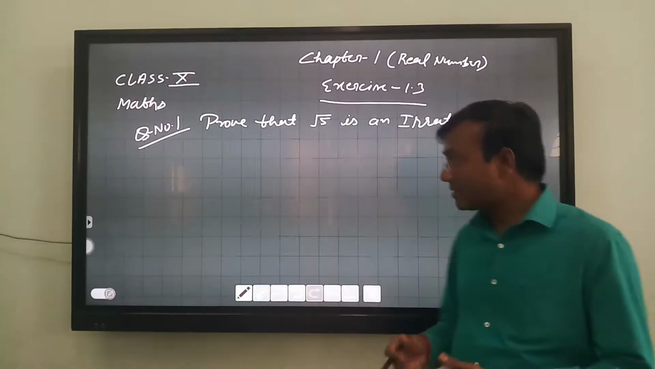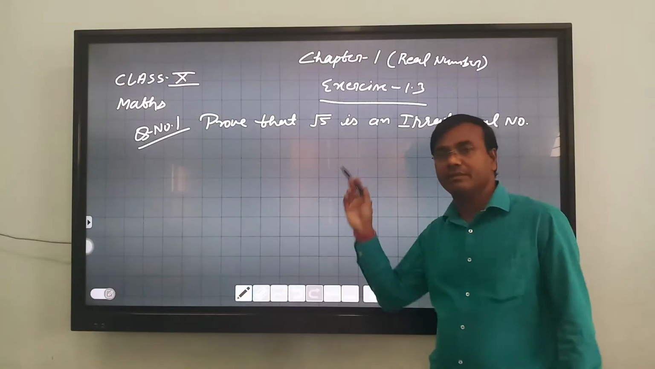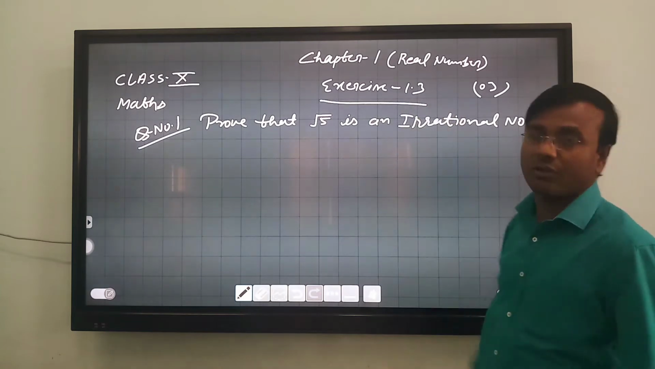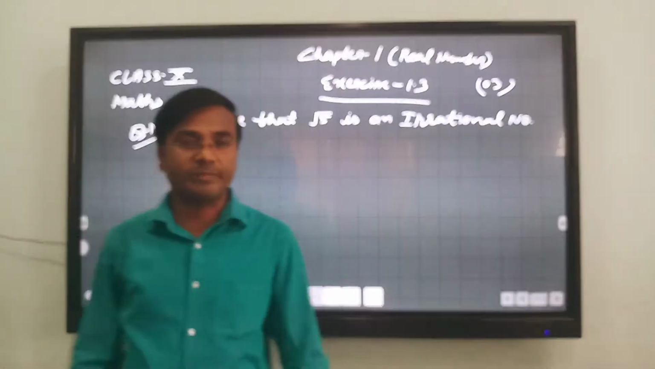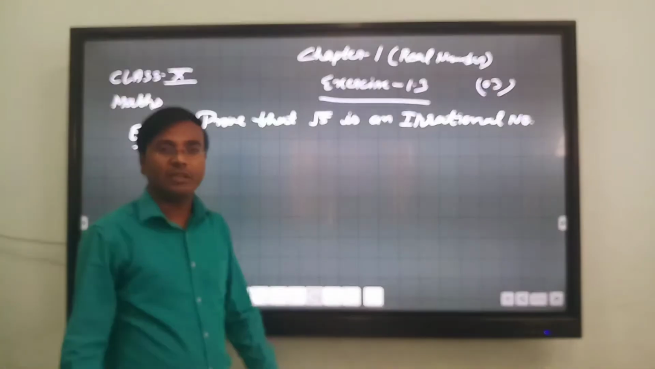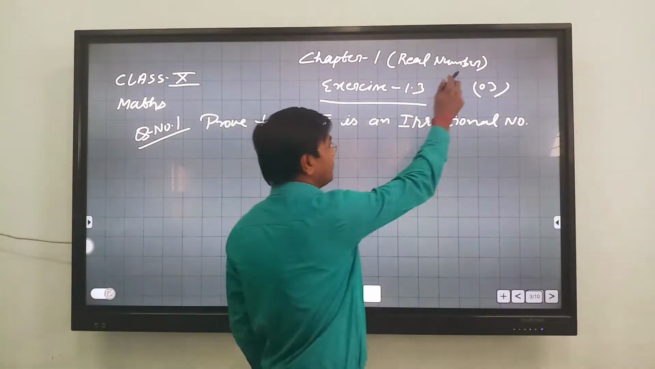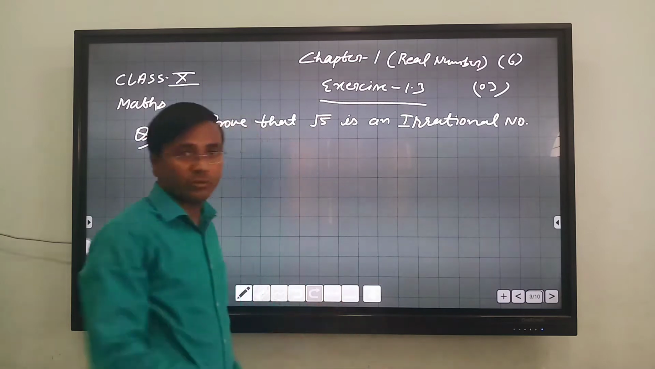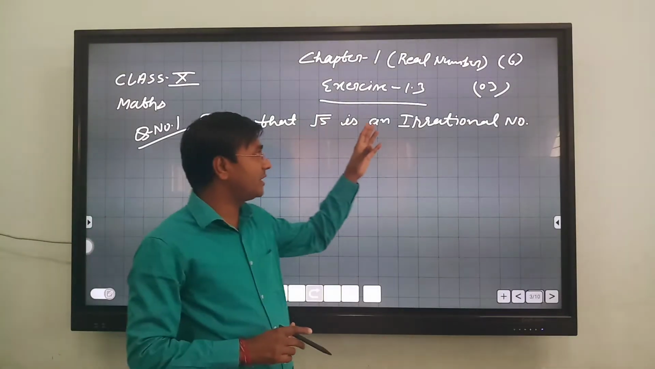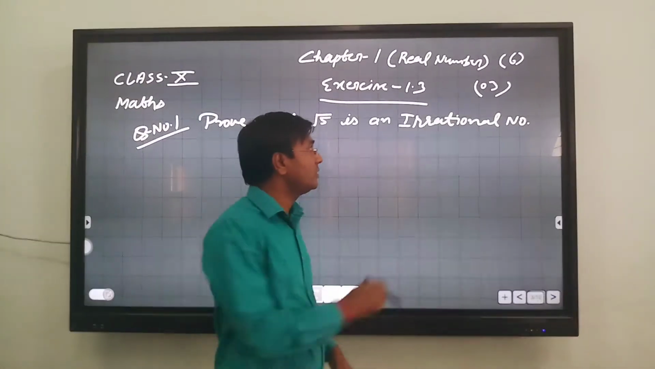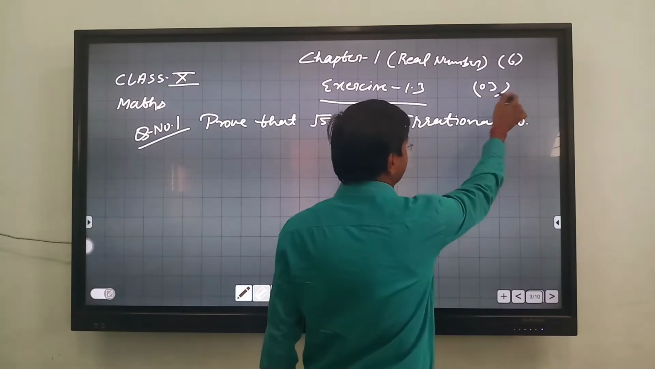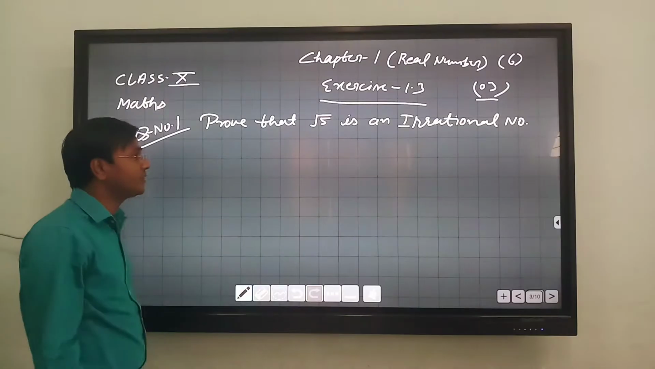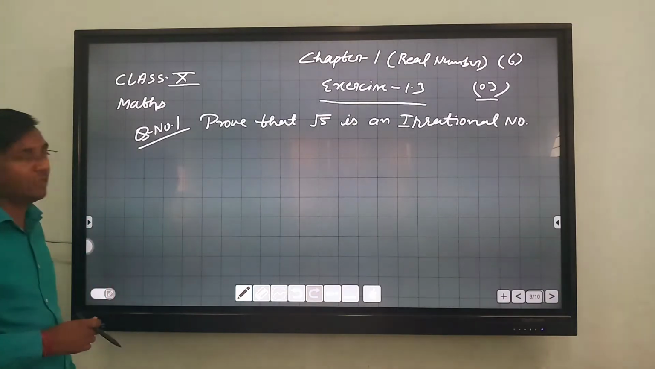I can assure you that this exercise contains questions of 3 marks each, so you must practice this exercise very carefully. The whole chapter carries, as I already told you, 6 marks. So the problems coming from real numbers are of 6 marks, out of which, particularly from this exercise, one question of 3 marks will be there. So let's discuss question number one.